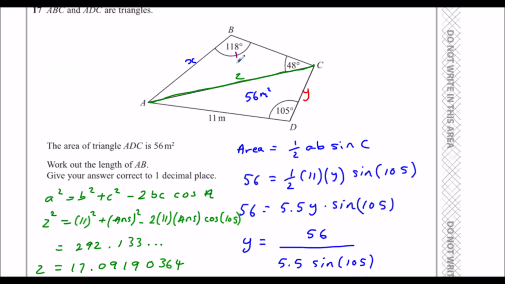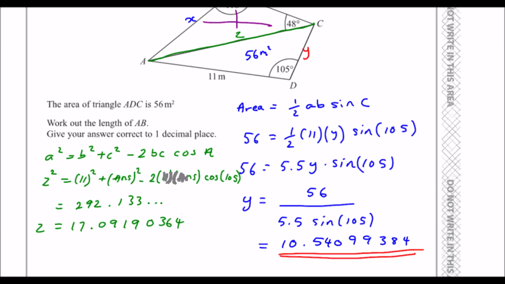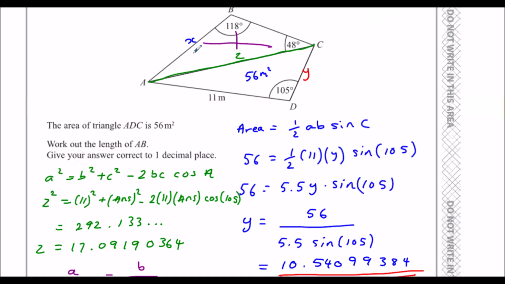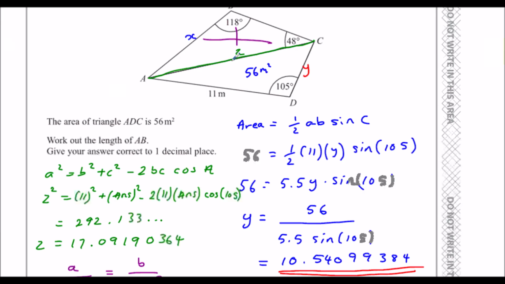So now we've got opposites, which makes it the sine rule. So I'm working out x, so I'm going to put the lengths on top. So I'm going to have a over sine A equals b over sine B. So we're going to have x over sine 48. The opposites go together. X over sine 48 equals b, which is the answer still in the calculator, answer over sine 118.